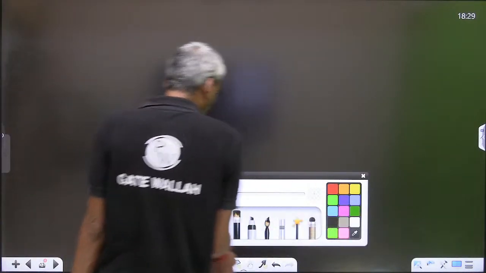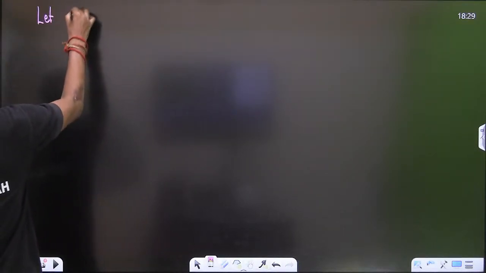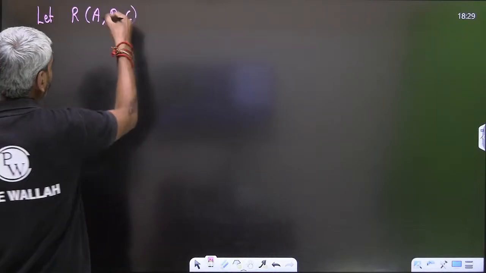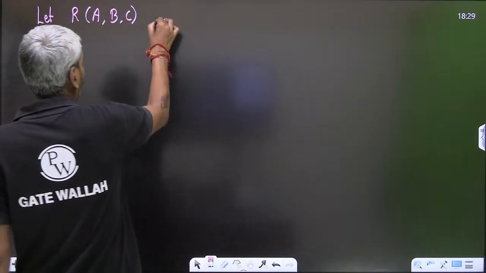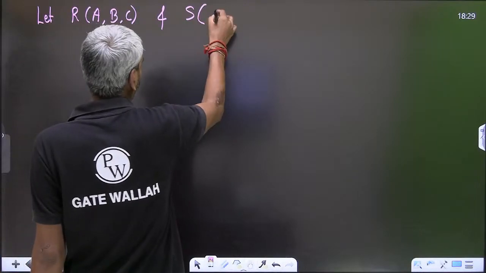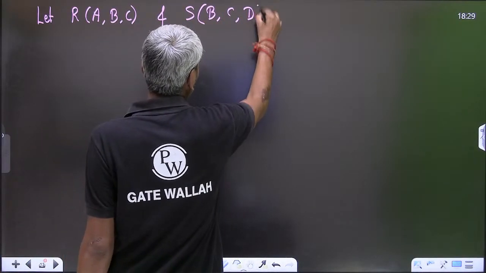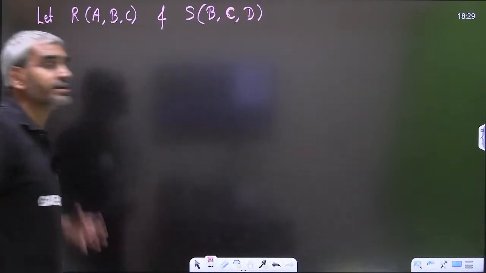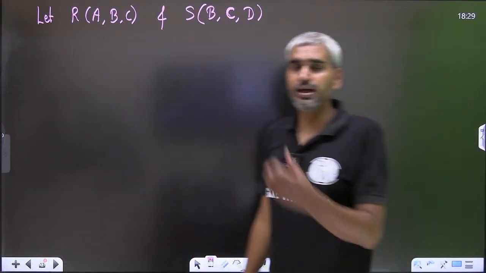So let's look at the example. Let R and S be two relations. Let's say the attributes of R are A, B, C, and S is another relation with attributes B, C, D. So what are the common attributes? The common attributes between R and S are B and C.